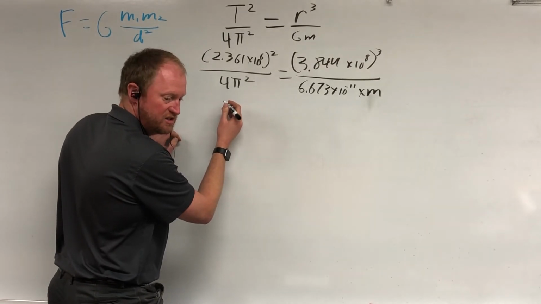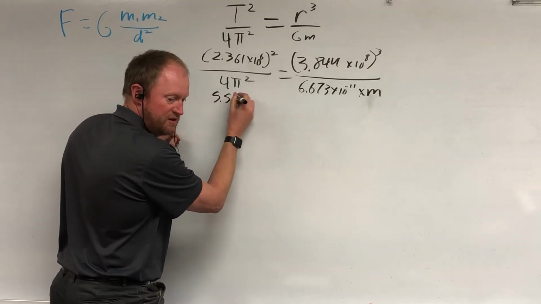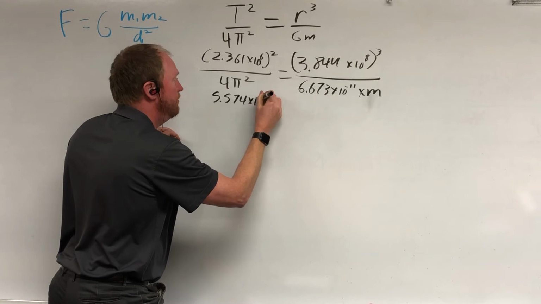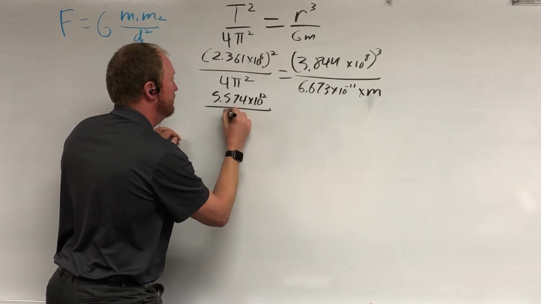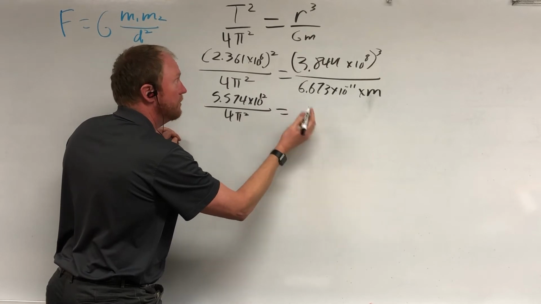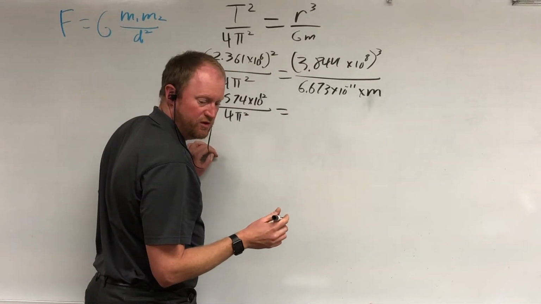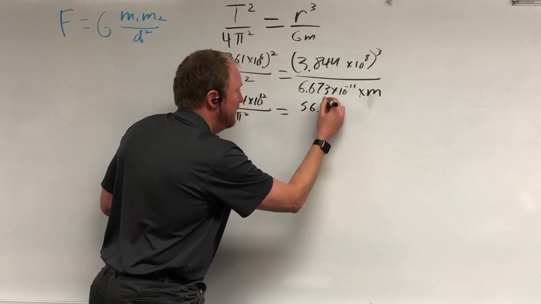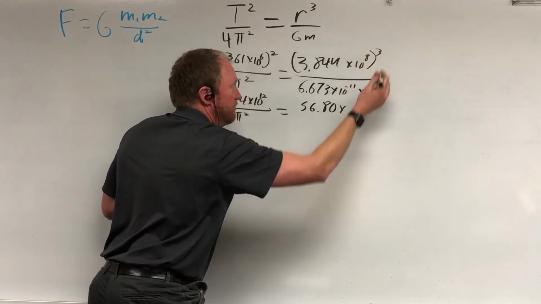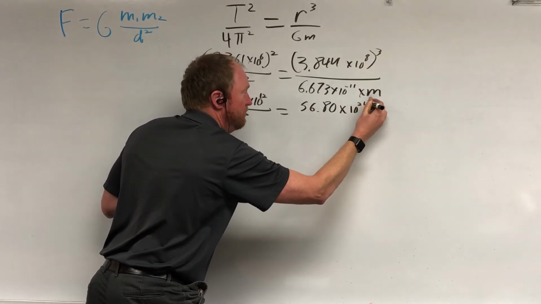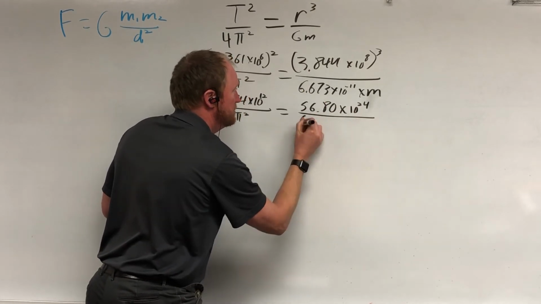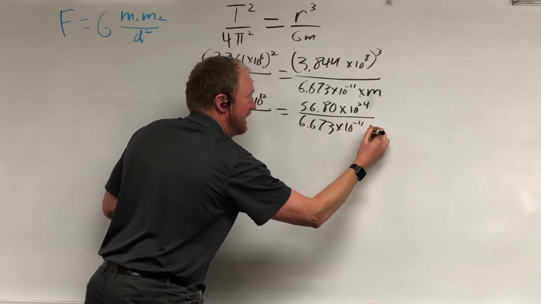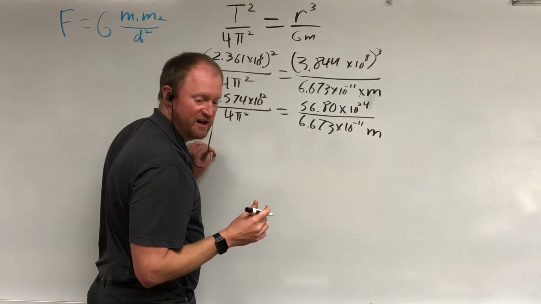So, going through here, 2.361 squared is 5.574 times 10 to the 12th. Okay, still over 4 pi squared. All right, 3.844 cubed gives you 56.80 times 10 to the 24th, all over 6.673 times 10 to the minus 11, and of course M, the thing we're trying to find.